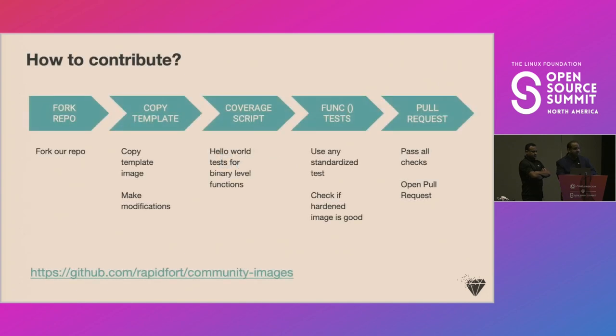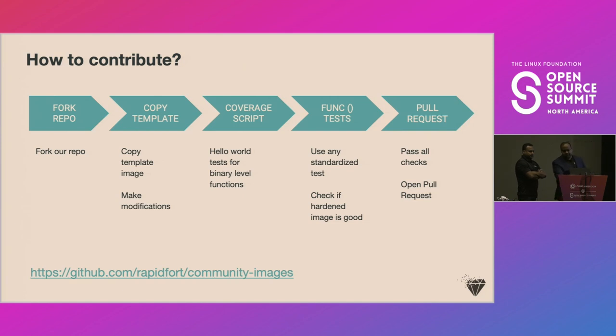So how can we involve the community to help add more images? You can simply fork the repo. If you want to add a new image, just copy the template, write your coverage script, and add a functional test like a Redis benchmark or whatever functional tests are available for your image. We automatically create a pull request with all the checks. Just submit the pull request and we'll be happy to work with you.